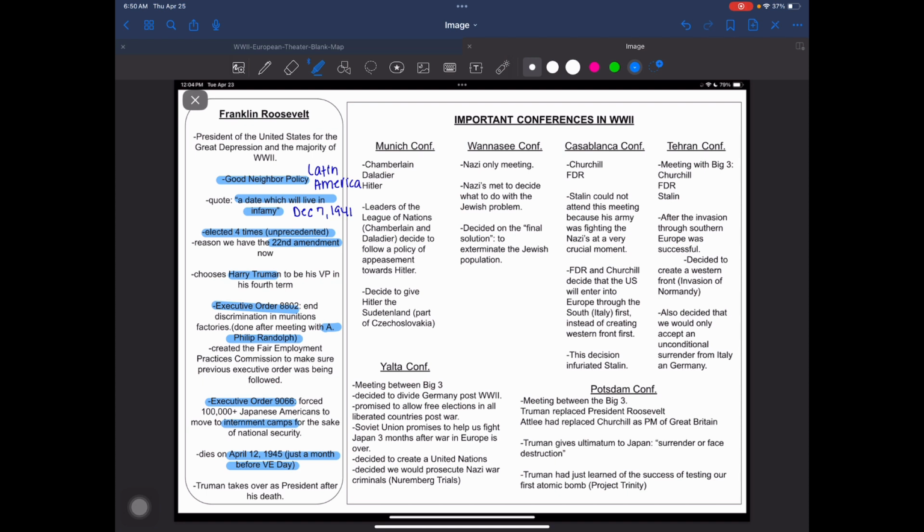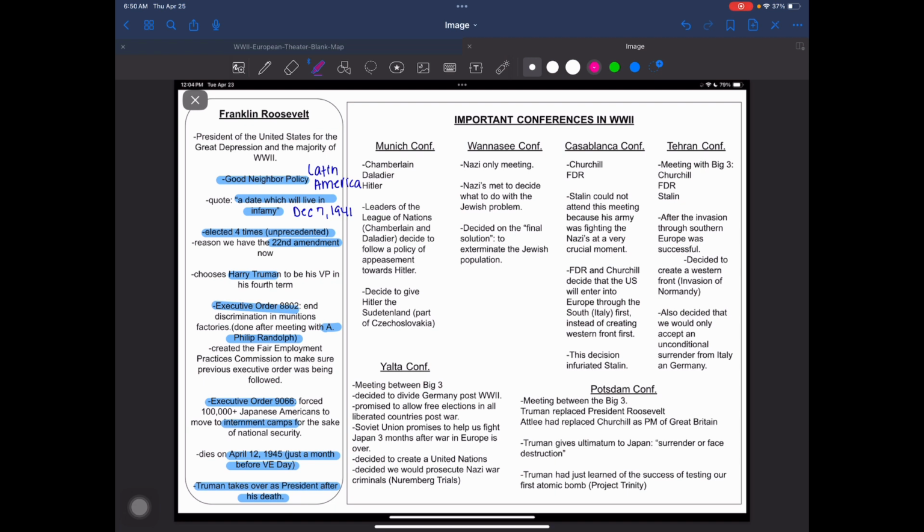And then, of course, like I mentioned earlier, since Truman was his vice president, he will step into the presidency and see us through the end of this war. Now, there are many conferences that are held throughout World War II, and some of these are honestly more important than others, but we're going to break down the most important parts of each one.